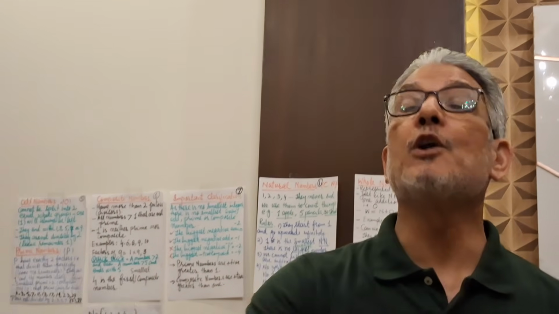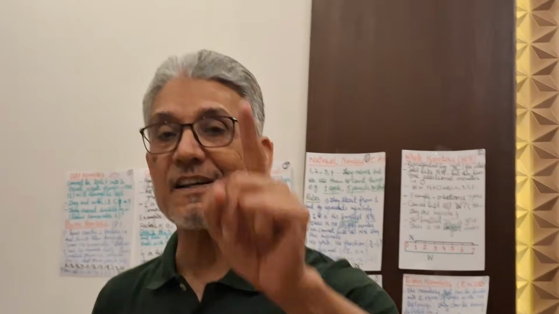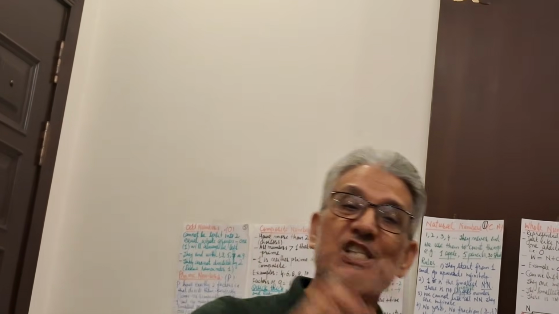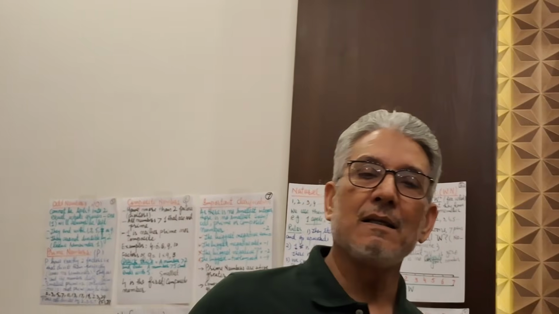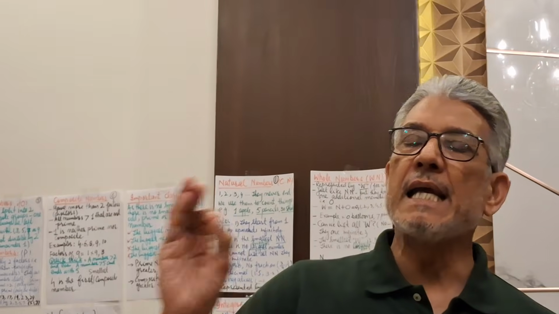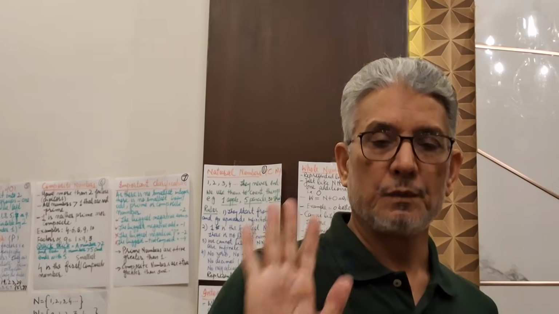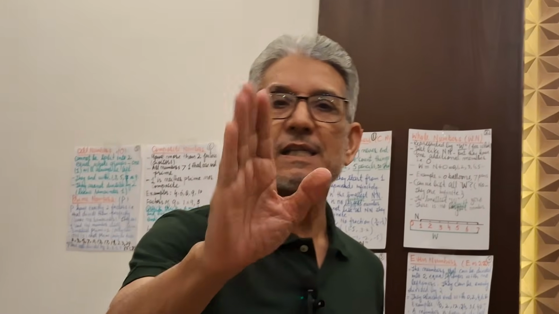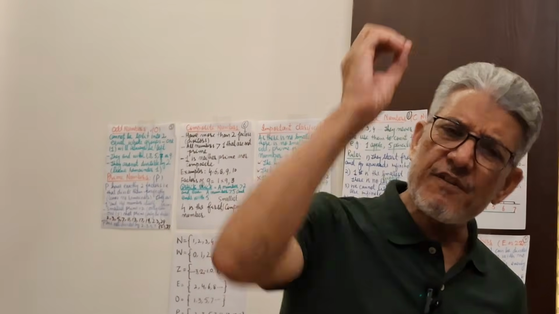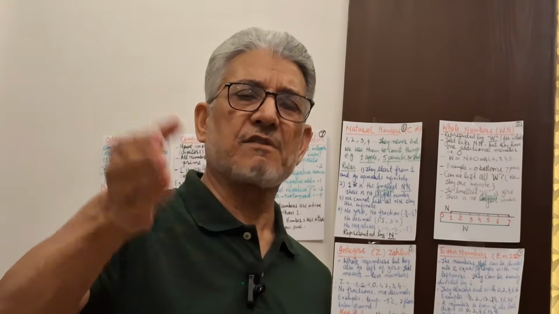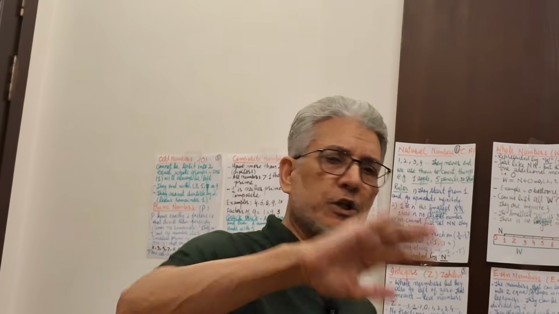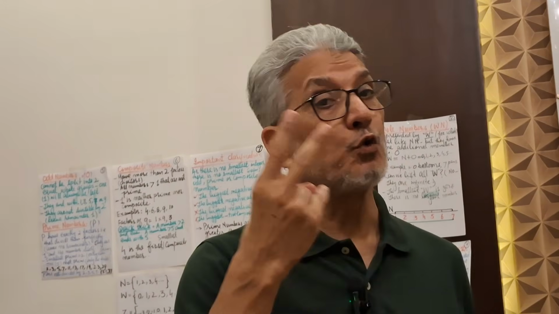2 2s are 4, leaving no remainder. So 4 is the first composite number. 4 is the smallest composite number. Then every even number, remember, every even number is a composite number except 2, because 2 is a prime number. Except 2, every even number, 4, 6, 8, 10, 12, 14, is a composite number because they have more than 2 factors.